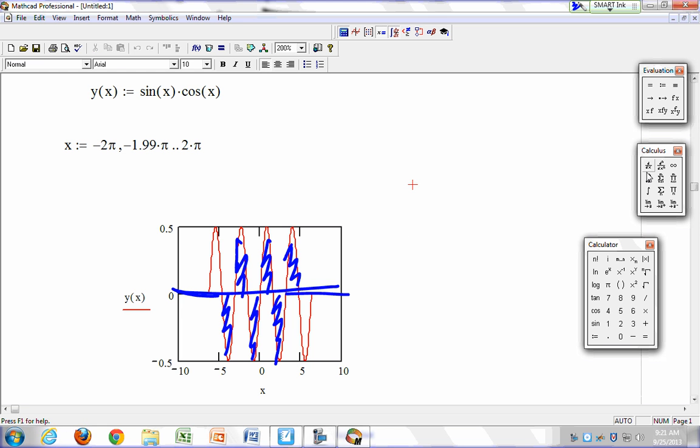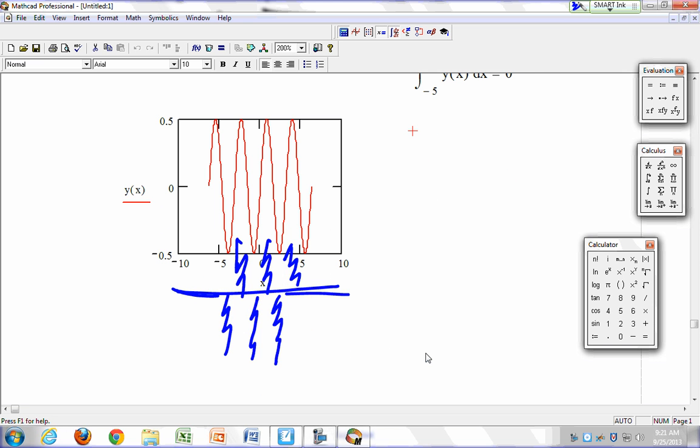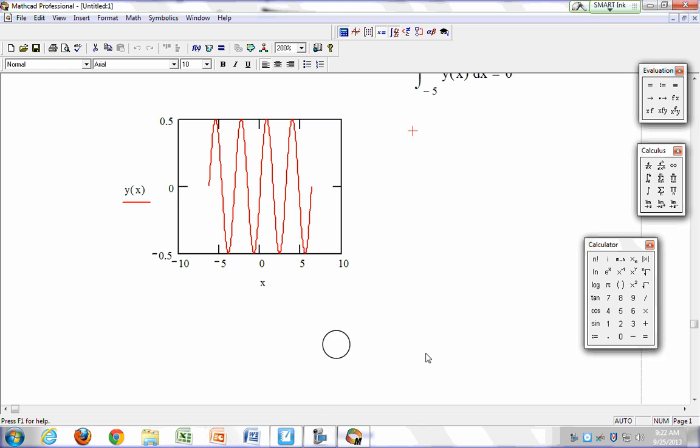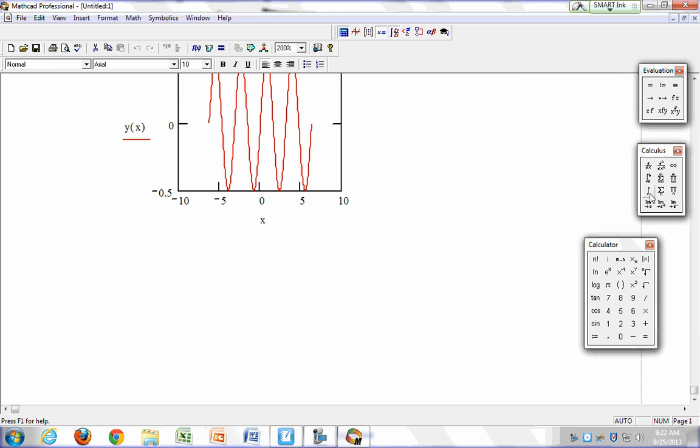Let's integrate y of x dx from, let's say, negative 1 to 1. Okay, let's go from negative 5 to 5. Yeah, you want to do it analytically? Sure. Integral of sine x times cosine x dx.